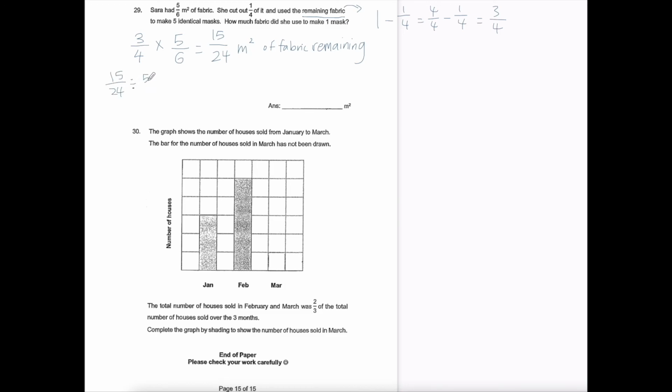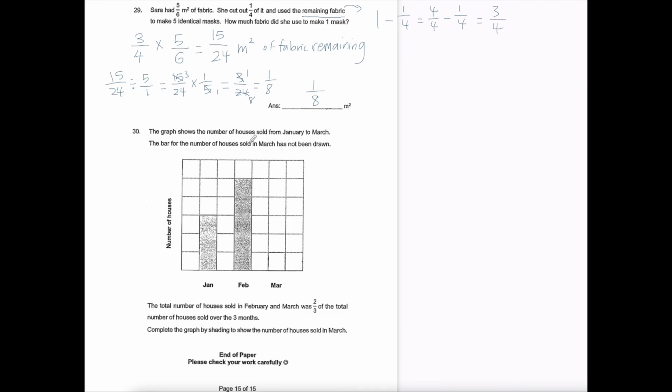Since 5 is a whole number, I put it over 1, then I have to flip it and change it to a multiplication. From here I can do a bit of cancellation, and it is 3 over 24, and then I can simplify it. So my answer will be 1 over 8 meter square per mask. Got it? Very straightforward. Let's move on to question 30.